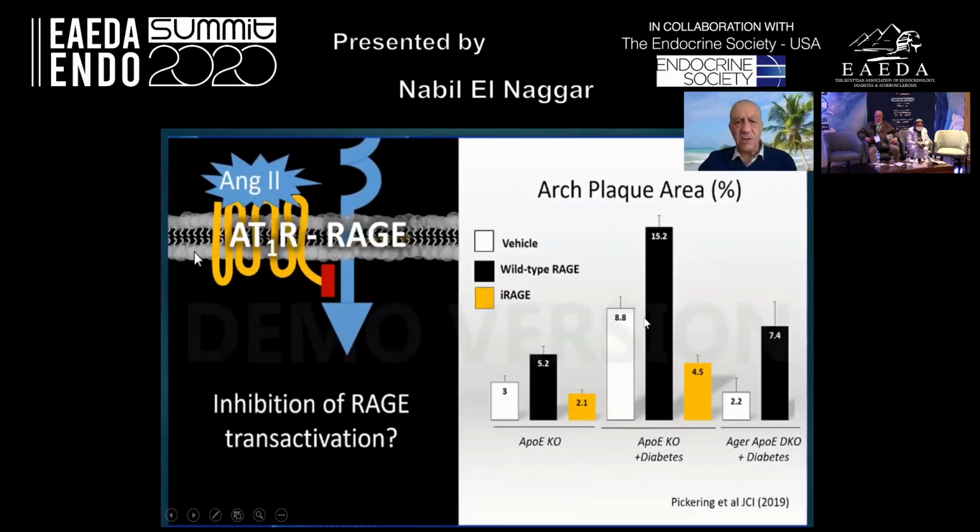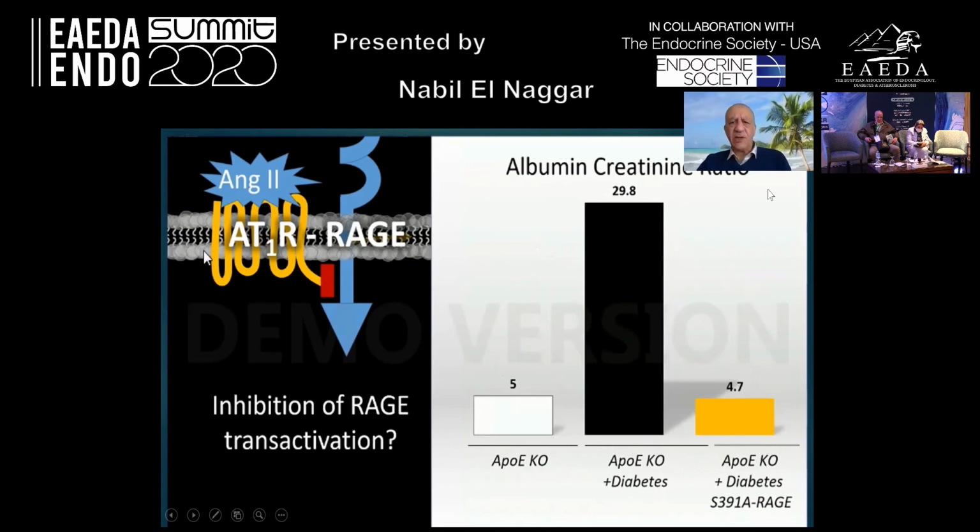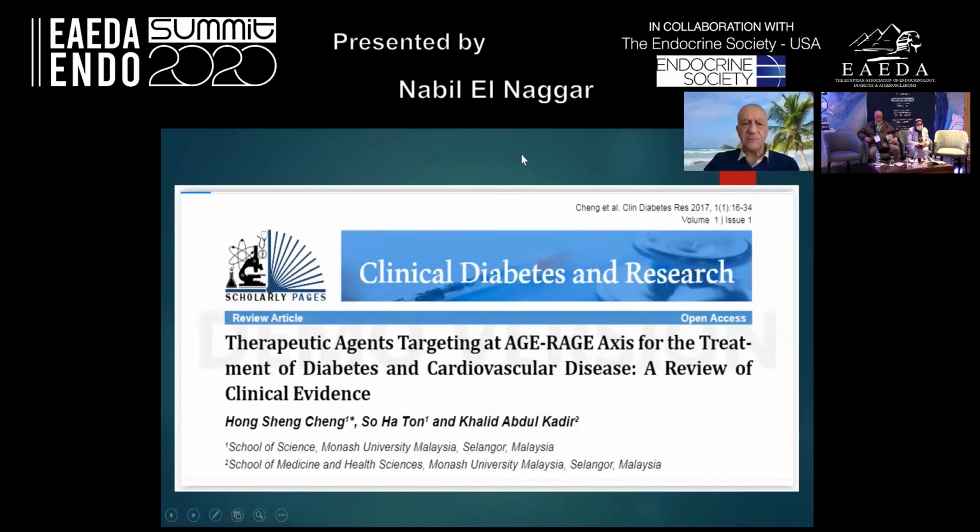Again, here is another proof of the effect of RAGE transactivation and inhibition through blocking the AGE receptor activation. Blocking RAGE leads to less and less plaque area in diabetic patients. This happens also in the kidney, where you can see that the albumin creatinine ratio, which is a marker of kidney function, has been much less affected by the inhibition of the RAGE receptor by the soluble RAGE substance.